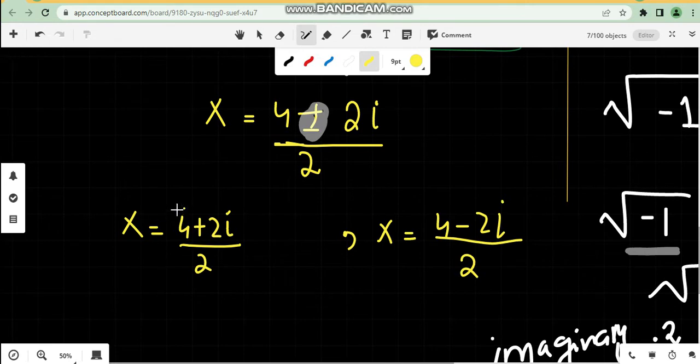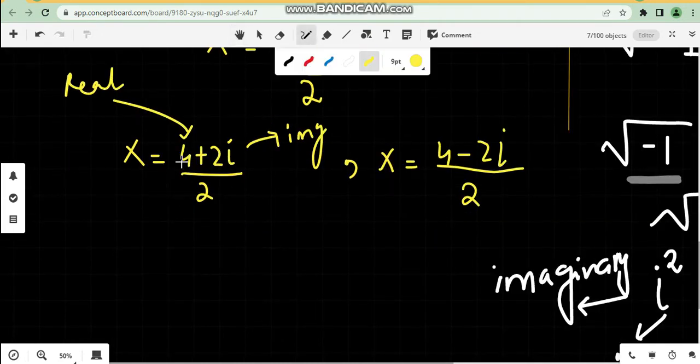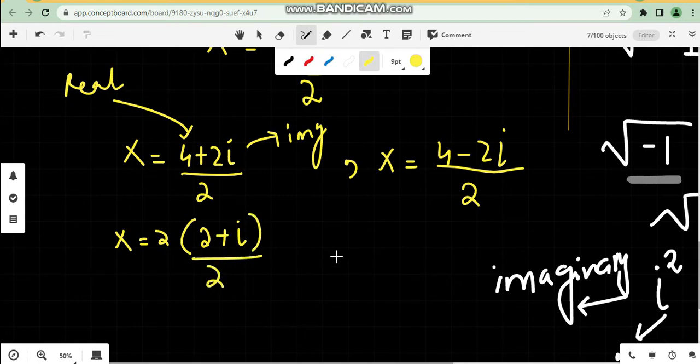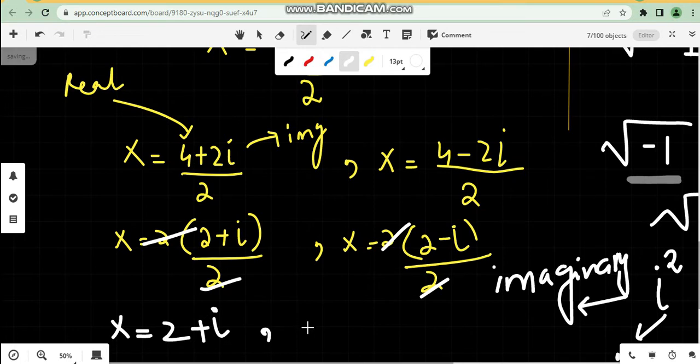Here the 4 is a real number and i is imaginary. After that, in the first term there is a 2 common, so I can take the 2 out, so that becomes 2 times 2, that's 4, i divided by 2. Same thing for the negative one: x equals 2 times 2, that's 4, minus i divided by 2. And you can see that this 2 and 2 cancel out, so we get x equals 2 plus i, and x equals 2 minus i.